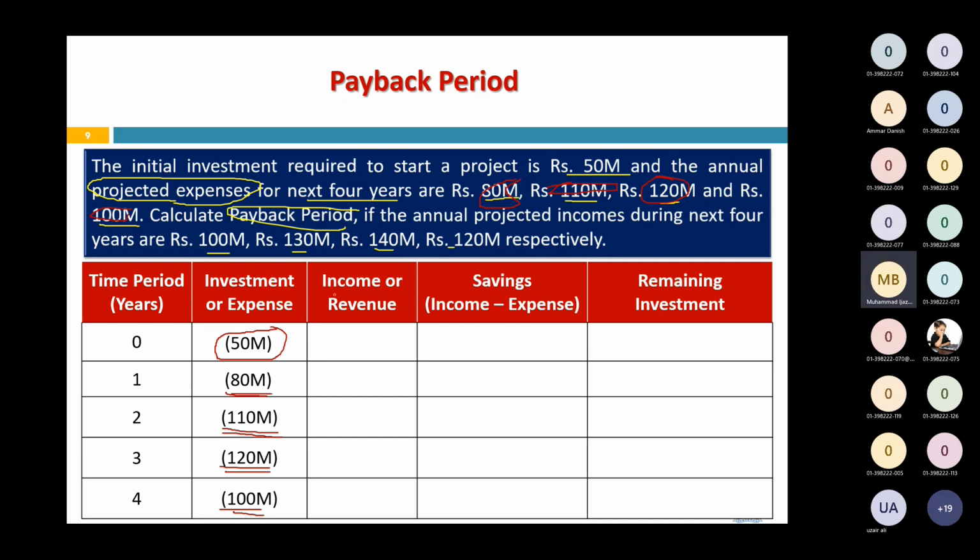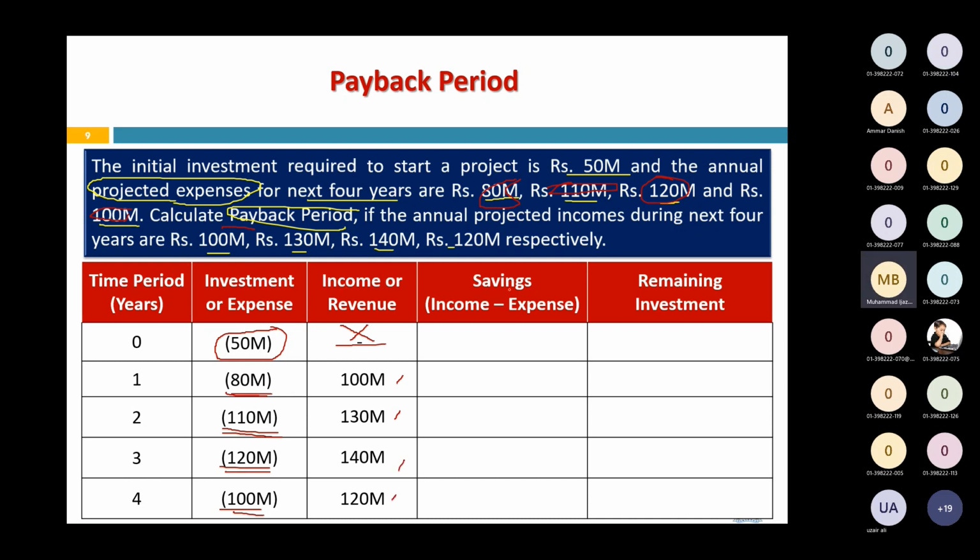Now, what is the income or revenue that we are getting? 100 million, 130, 140, 120. Obviously, on day zero we are not getting any income or revenue. This is the day on which we invested. We'll start earning after 1 year, and that is 100 million, 130, 140, and 120. Is it clear?